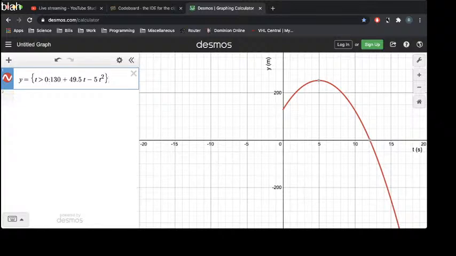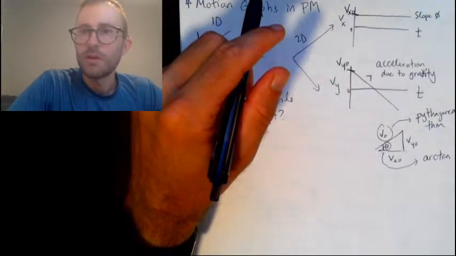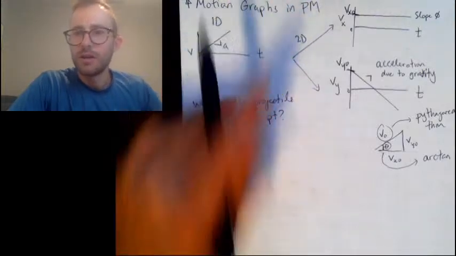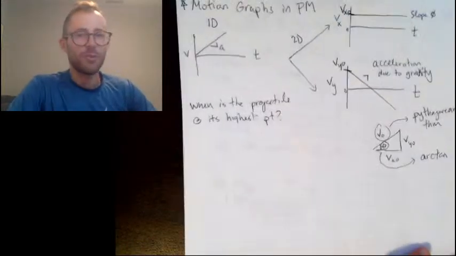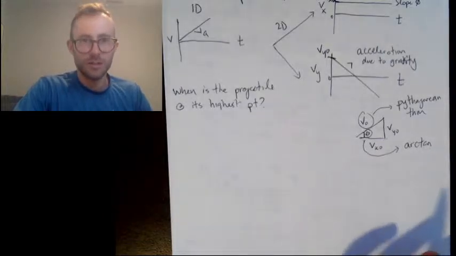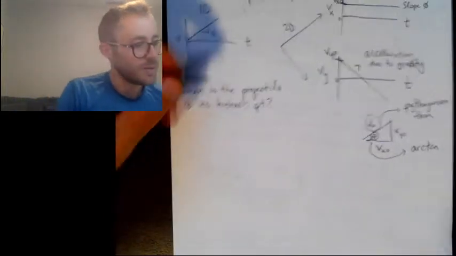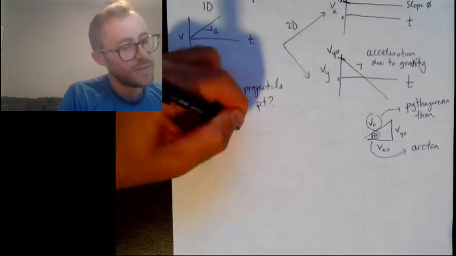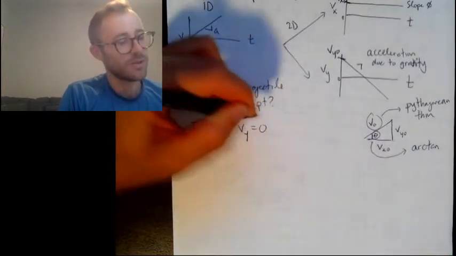All right, let's see. So at the highest point, we had velocity is 0. So how does that change in 2 dimensions? Well, in 2 dimensions, Vy equals 0 at the highest point.